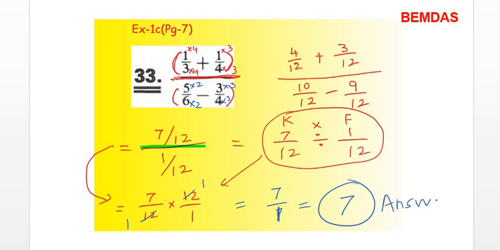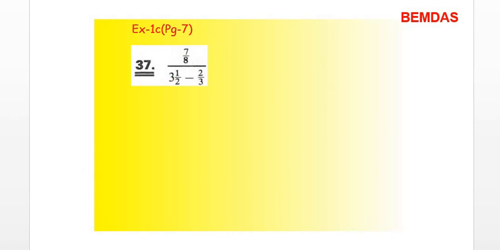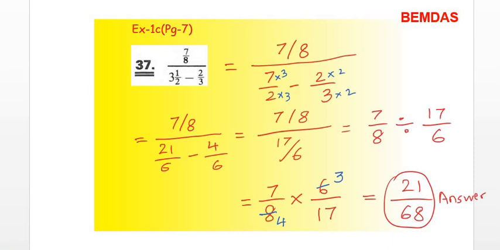Clear? Do you understand? Okay, let's solve one more question and then I will end the video. It says 7/8 divided by 3.5 minus 2 over 3. Again the same idea. So better pause the video here and solve it on your own. Here is the answer for this question.